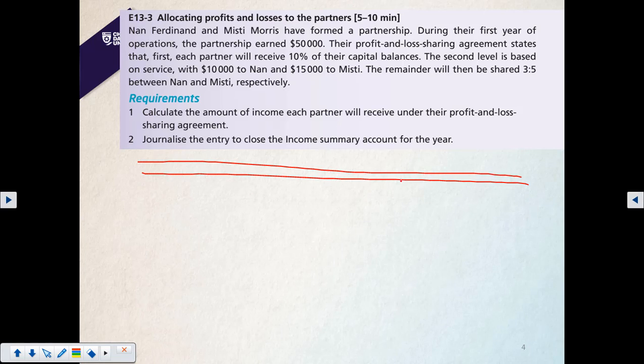So for example, I have two partners. One is called Nan, the other one is Misty. So they are in business for a year, and after 1 year, they got a profit of $50,000. Because they are the two in the business, we need to distribute the money to them. The first condition is saying that each partner will receive 10% of their capital balance. So their capital balance was actually, in the last calculation we saw, $103,000 for both of them.